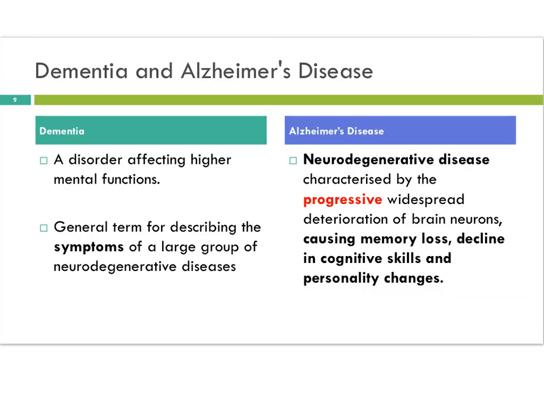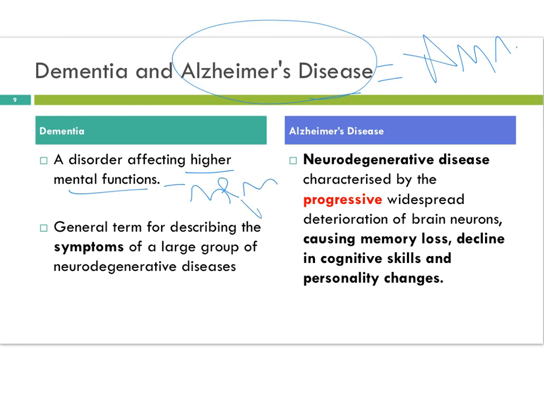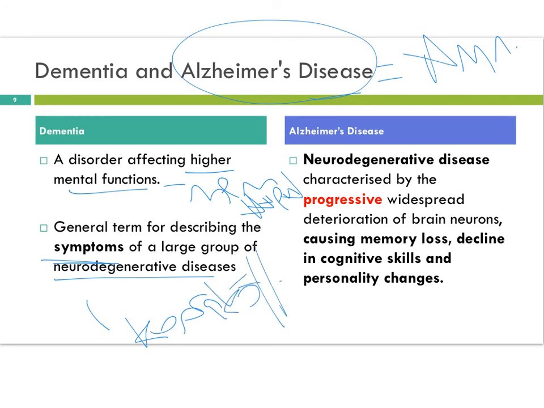Dementia, and more specifically Alzheimer's disease, are some of the things that cause amnesia. Dementia is not something we've really spoken about that much. It is an umbrella term. Holistically, it's a disorder that affects high mental functions like memory, attention, learning, problem solving, all that kind of stuff. It's a general term and it describes a group of symptoms for a larger group of neurodegenerative diseases. Examples of other diseases are things like Korsakoff's. The one that we're looking at, of course, is Alzheimer's disease.